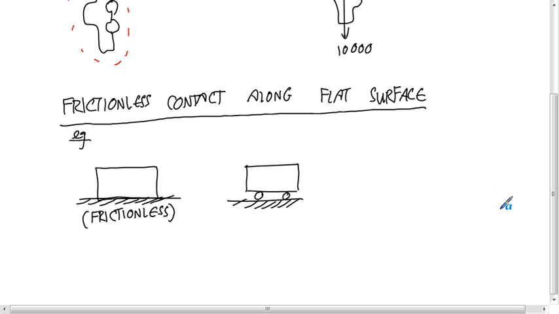And then another example would be if you have two objects pushing on each other like this. So in this case, the contact along a flat surface is this. In the second case, the contact along a flat surface is the contact between the wheels and the ground. And in the third case, you have it between the wheels and the ground, and you also have it between the two bodies.